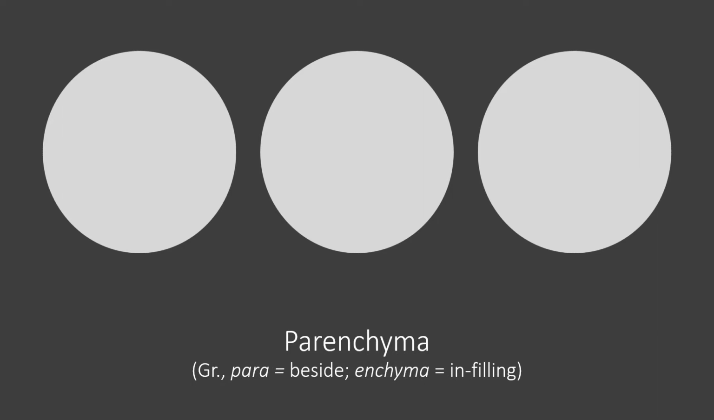Let's start with parenchyma cells. The word parenchyma comes from a Greek word: para means beside and enchyma means infilling. Beside-filling makes sense because it serves as a ground tissue. That's why they are also known as the ground tissue.